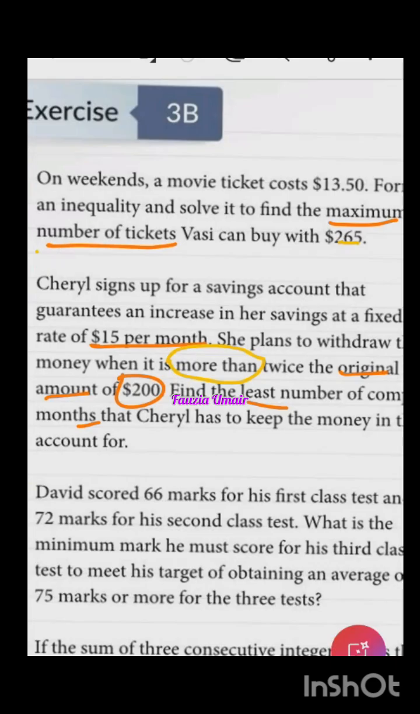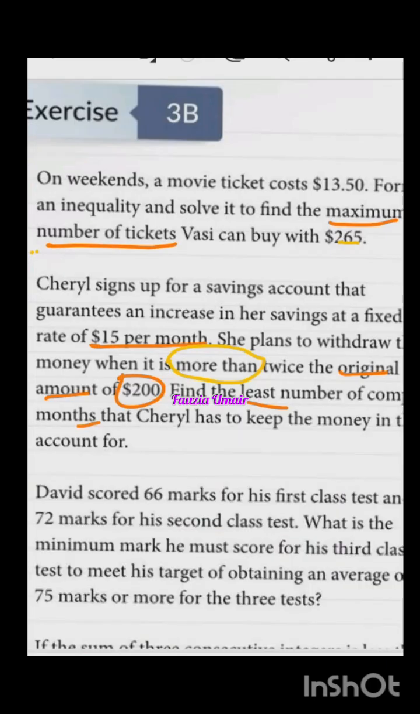He cannot go beyond it. ठीक है. So that's why the less than or equal to sign was coming in the first question. But in this question, the situation is different now. So she plans to withdraw when it is more than twice. So it is like she can withdraw at any time. Okay. So that's why the condition is given, when she will be withdrawing the money.